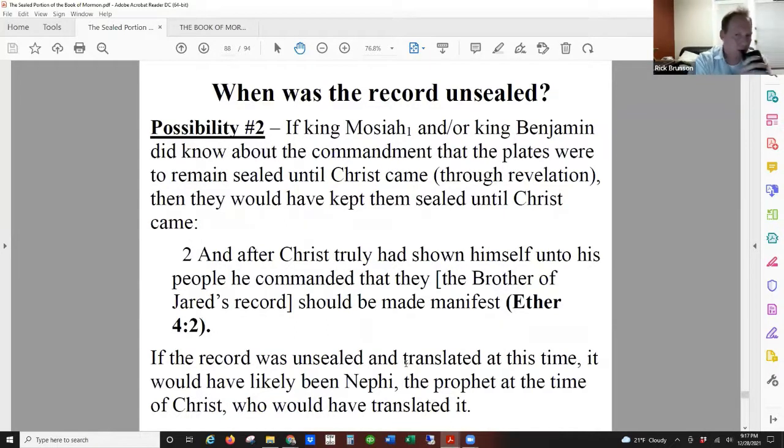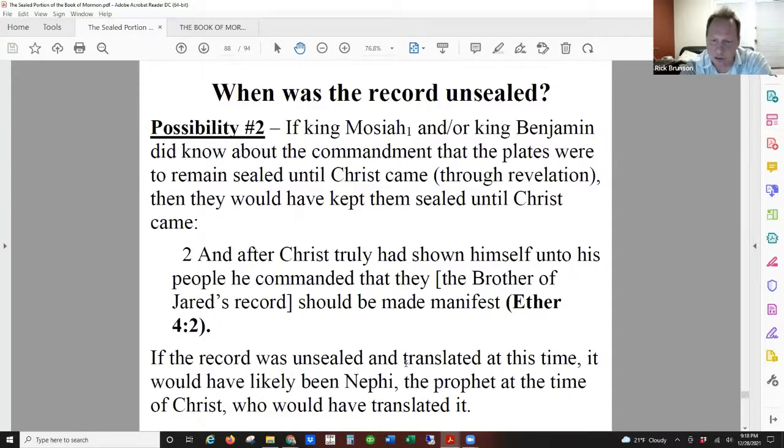Possibility number two. If King Mosiah and/or King Benjamin did know about the commandment that the plates were to remain sealed until Christ came, which would maybe have been through revelation through the interpreters, then they would have kept them sealed until Christ came. And there's another hint here that suggests that this may be possible. Ether chapter 4: "And after Christ truly had shown himself unto his people, he commanded that they," meaning the brother of Jared's record, "should be made manifest." So that event did happen at the time of Christ. The record was made manifest.